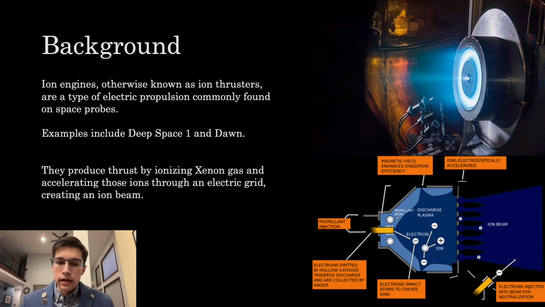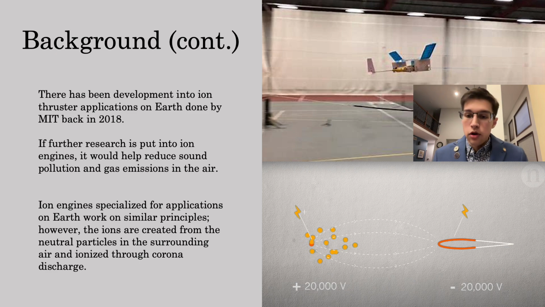They produce a thrust by ionizing xenon gas, which is chemically inert, and the ions are accelerated by an electric grid after being bombarded with electrons from an electron gun. These ions are accelerated out in an ion beam and recombined with electrons outside so that the ions don't come back to the craft.